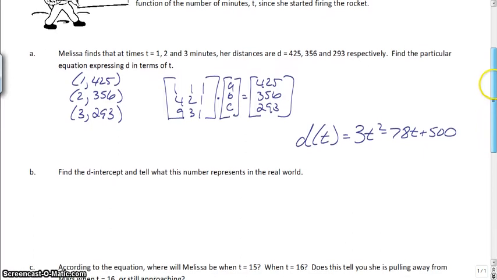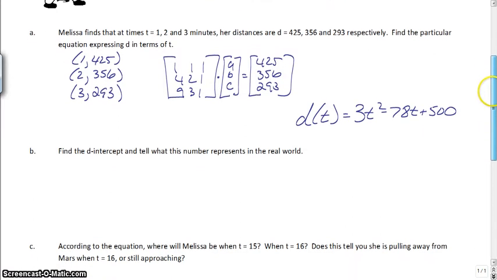For part B, it just says find the d-intercept and tell what number represents in the real world. Well, remember, your d-intercept in this case is your y-intercept, and that's when x, or in this case time, is 0. So 0, comma, if you plug 0 into this equation, you get 0 minus 0 plus 500. It's 500. Or you could just look at the table of your graphing calculator.